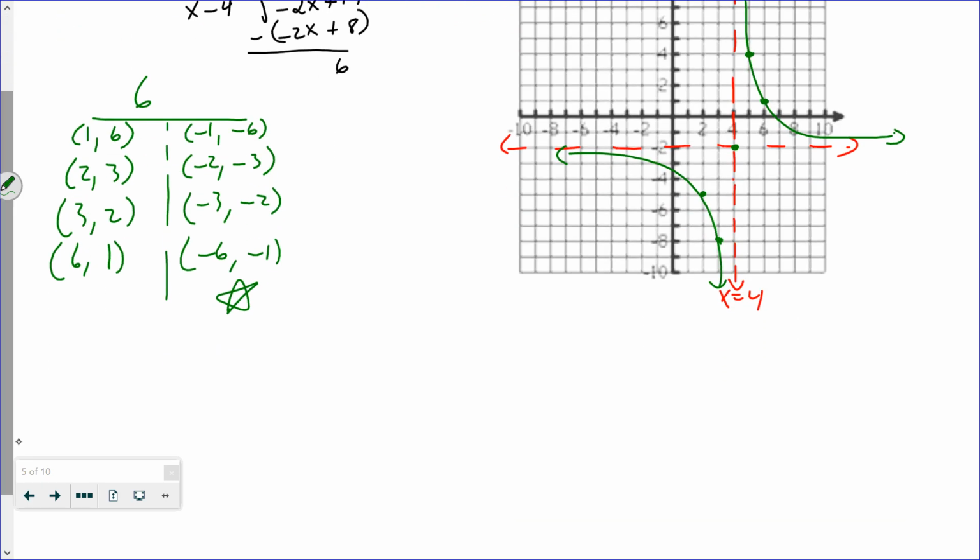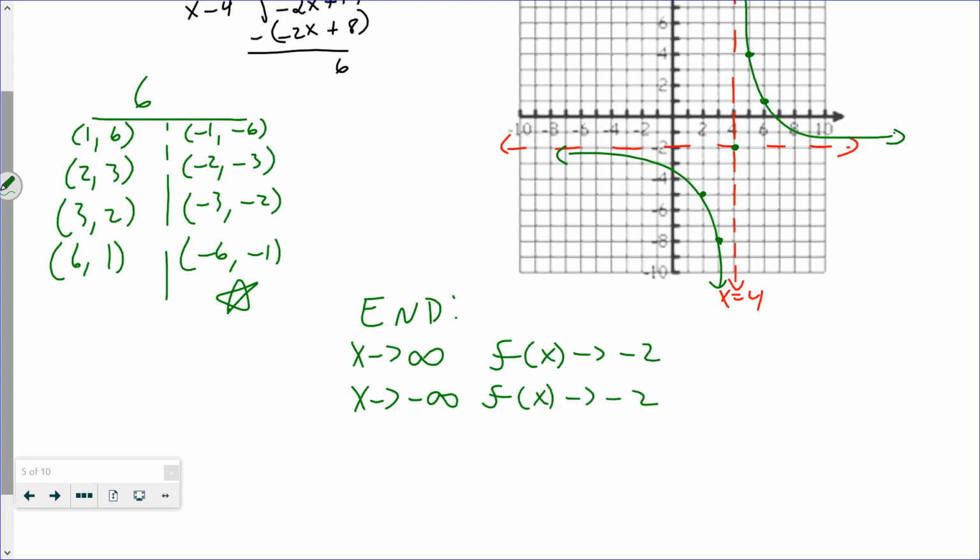Now it's my end behaviors. As x goes to infinity, my f of x will go to -2. X goes to -infinity, f of x goes the same way. And I can know that right away because the end behavior of any graph will always go towards the horizontal asymptote. If you have a horizontal asymptote, your end behavior is that it's going to those horizontal asymptotes. And that's why I know for both of these, it's going to be -2, and we can see on the graph that's exactly what it is.